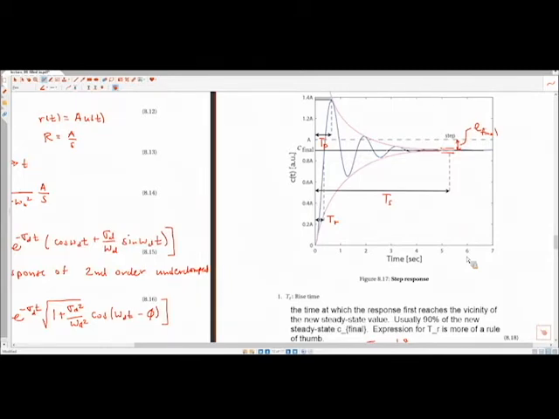Okay, so 2% settling time. The approximation that we're going to use in this class is that the settling time is approximately equal to 4 over sigma d. This is, again, not an exact relationship, unlike Tp. It's an approximation. And then we have, I think, just one more.